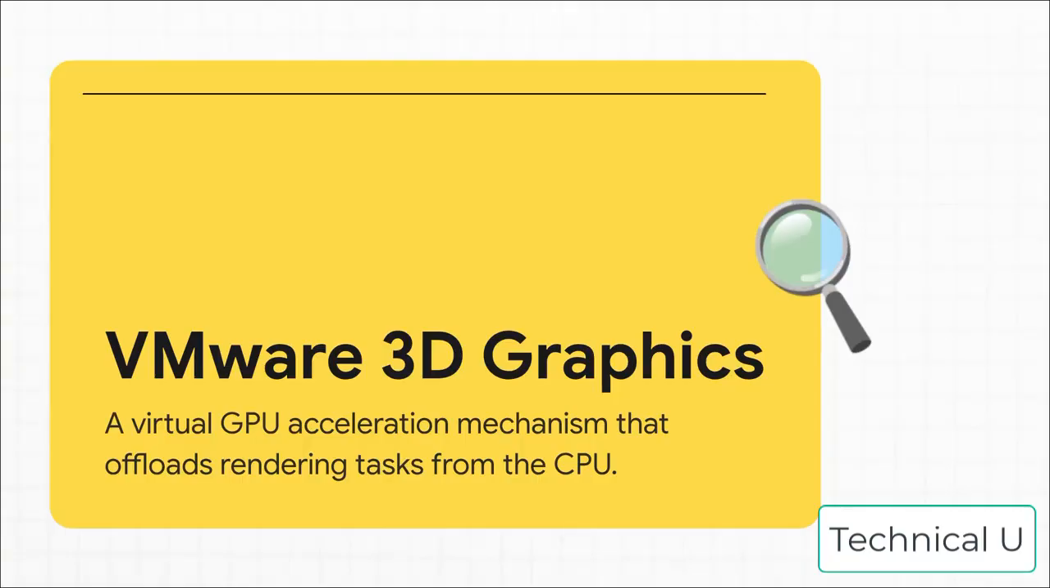The solution is a feature that's built right in, called VMware 3D graphics. And no, this isn't just for running video games. Think of it like this. Right now, you're making your CPU, your system's general manager, do all the tedious work of drawing every single pixel on the screen. By enabling this, you're essentially bringing in a virtual GPU, an expert artist, to handle that entire task. This frees up your CPU to do what it's actually good at.